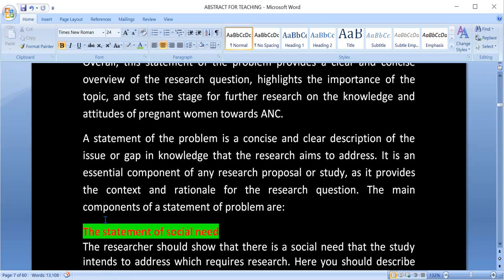Okay? Now, furthermore, a statement of the problem, like we said, is a concise, clear description of the issue or gap in knowledge that the research aims to address. It is an essential component of any research proposal or study, as it provides the context and the reason for the research question. Now let's look at the main components of every statement of the problem.